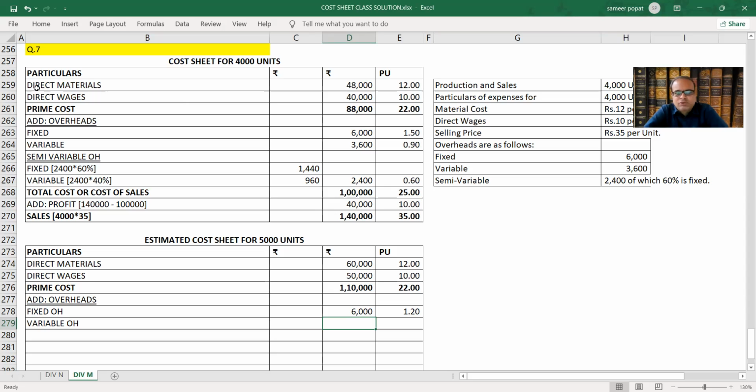Okay, applying the same rule which we have applied for material and wages. We have taken this 12 and 10 constant. By multiplying the quantity, we got the total amount. The same rule would be applied for variable overhead. Here, the per unit rate will remain the same, 0.9. If I multiply by the quantity, I will get the total amount. So 0.9 multiplied by new quantity 5,000, I will get total amount 4,500. Here, per unit is same, but total amount is changing. That is the nature of variable overhead.